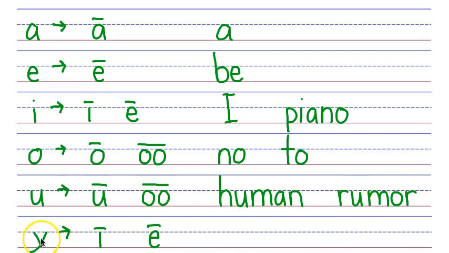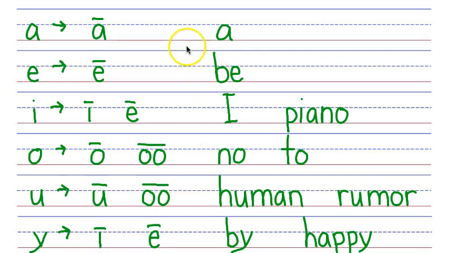Finally, with the letter Y, we can make an open syllable word like by, as in the book was written by Roald Dahl, where the Y makes a long I sound, I. Or you can have a word like happy, spelled H-A-P-P-Y, where the second syllable of happy is pee, where Y makes a long E sound, E.